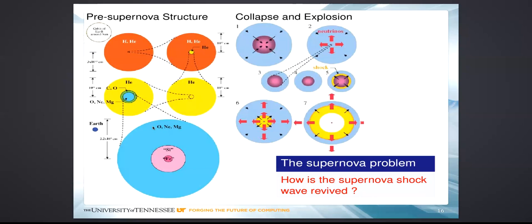Now, the problem is that from simulation, we know as the shock propagates outward, it's losing its energy because stuff is still falling into the core, and because there's more neutron capture, the shock loses energy. So the question is, how is the supernova shock wave revived? And so that's basically the gist of the supernova problem.